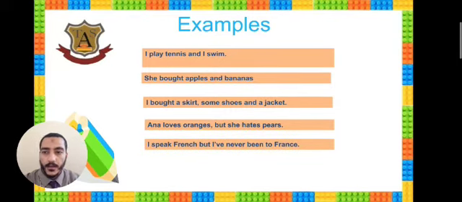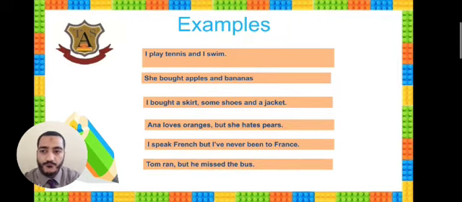Next, I speak French, but I've never been to France. Again, I speak French, but I have never been to France. Okay, here is a contrast between these two sentences. How do you speak French and you didn't go to France before? This is a difference, or a contrast, between these two sentences. So I speak French, but I have never been to France.